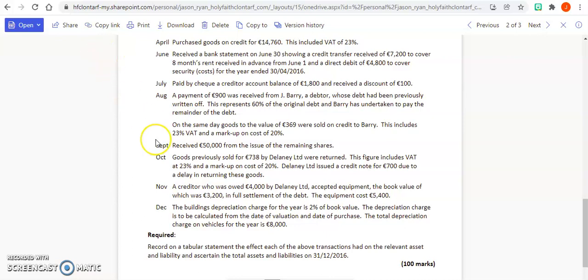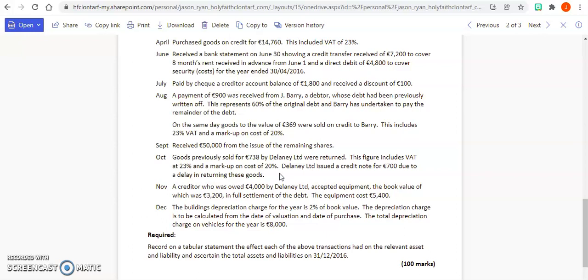Okay, let's have a look at October for 2017 for Delaney. So goods previously sold for 738 by Delaney were returned. This figure includes VAT at 23%. So you're going to find out how much the VAT is, at markup on cost of 20%. So that's going to help us calculate what the stock is.